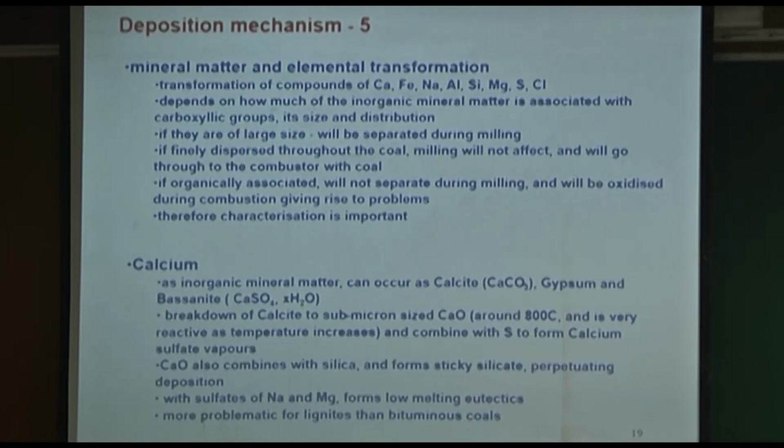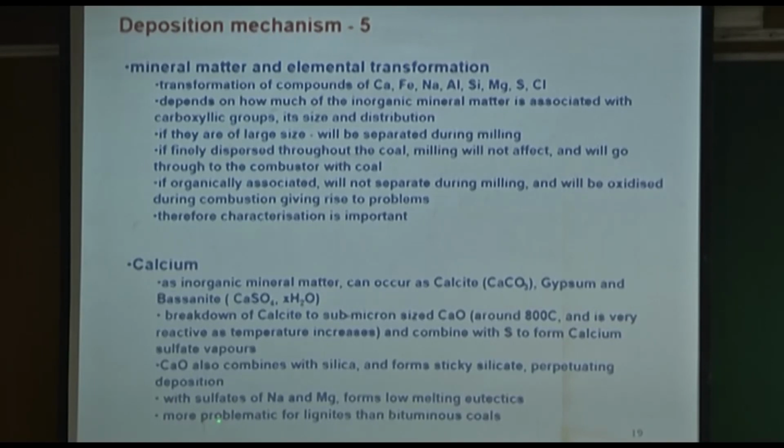So what happens is calcium is present mainly as carbonate, also as gypsum, and it can break down. As you all know, if you heat calcium carbonate at 800 degrees centigrade, it releases the carbon dioxide. That's what happens in cement mills anyway. And then in the coal environment, this calcium oxide can combine with sulfur to give you calcium sulfate, which is low melting point. Calcium oxide can also combine with silica. It forms sticky calcium silicate, perpetuating deposition.